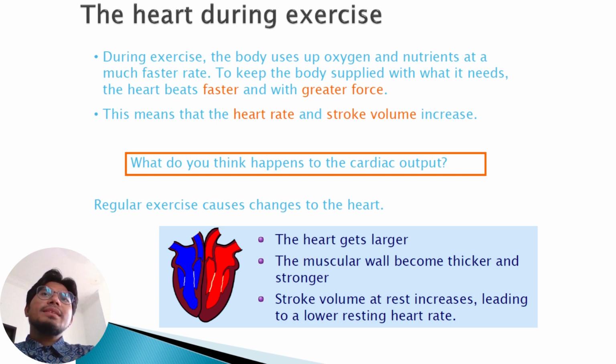Chronic exercise will change the anatomical structure of the heart, where the heart gets bigger and the muscular wall becomes thicker and stronger. That's why the stroke volume is relatively higher than in a sedentary person's heart. So when a fit person does exercise, the heart can beat faster and produce greater force compared to a sedentary one.